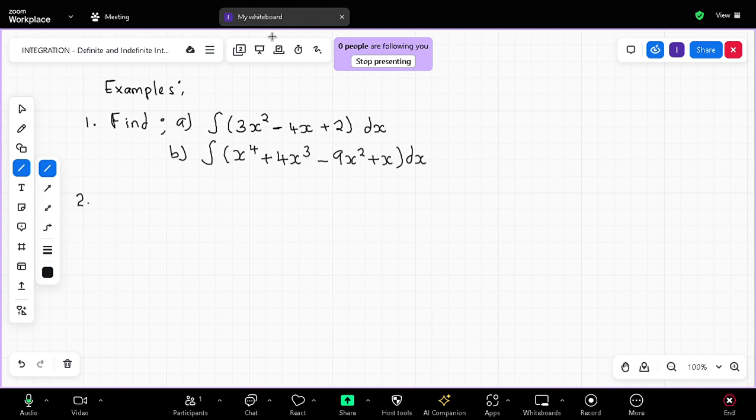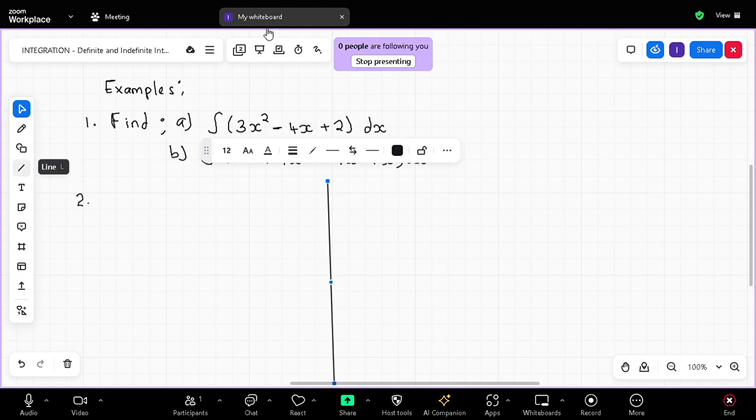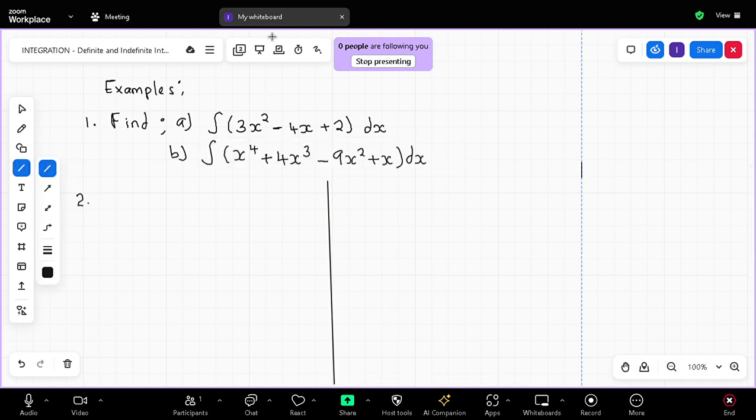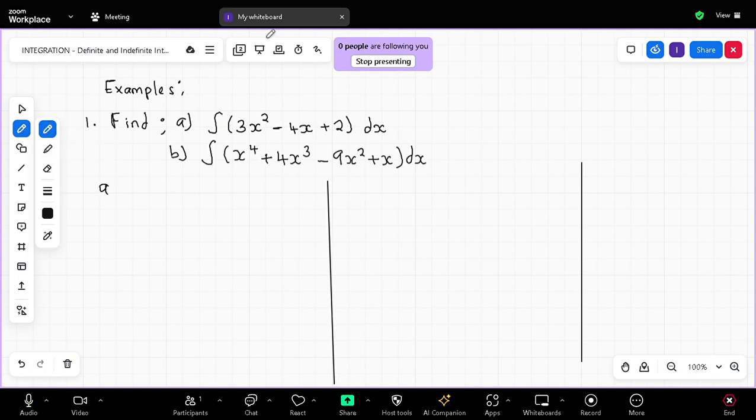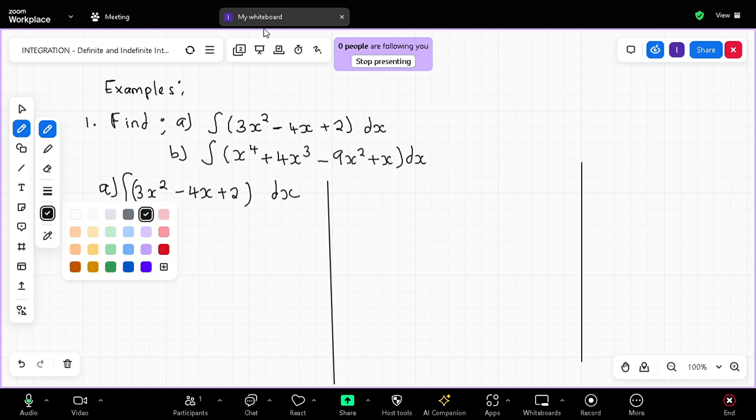The first question, you have been told to find part A, that is 3x squared minus 4x plus 2 with respect to x. Now we are being told to integrate. To integrate that one, we start solving the question. So the part A, we have 3x squared minus 4x plus 2 with respect to x. We integrate with respect to x. The one that has got no limits is the one which is called the indefinite integral.